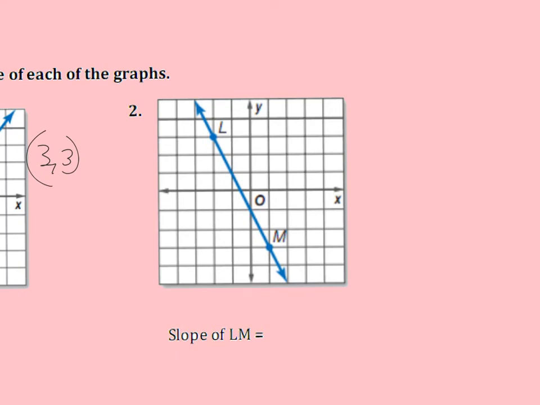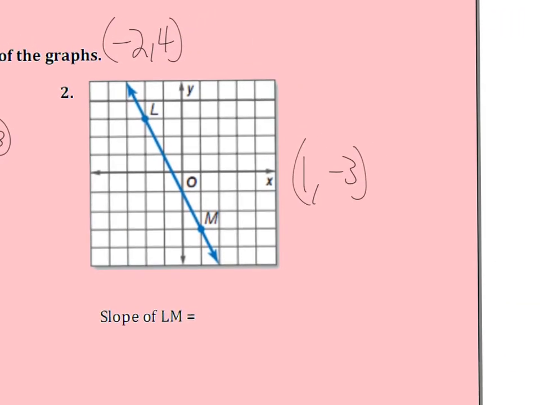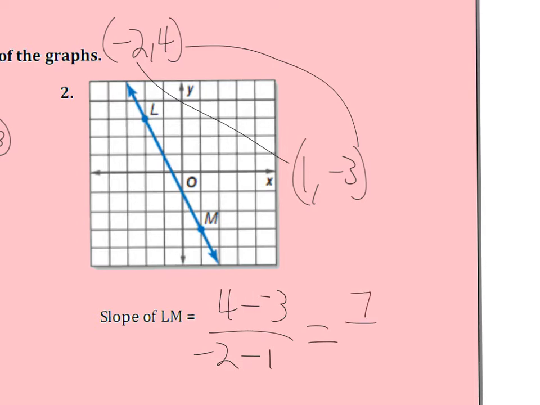So for number 2, L is going to be at negative 2, comma 4. M is going to be at 1, comma negative 3. Algebraically doing this, y minus y, x minus x: 4 minus negative 3 over negative 2 minus 1. How do I get from point A to point B? That's going to be 7 over negative 3, which in this case is the same thing as negative 7 over 3. So here I'm going to go down 7, okay?